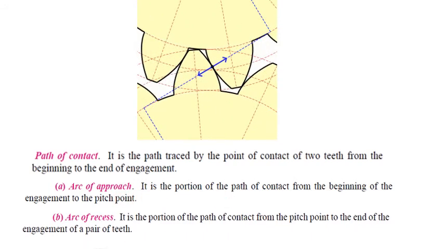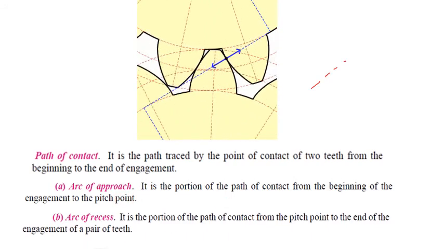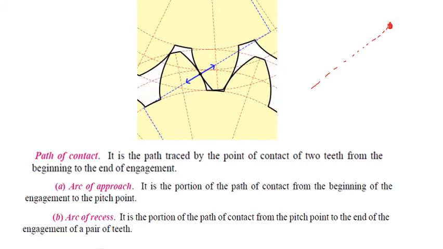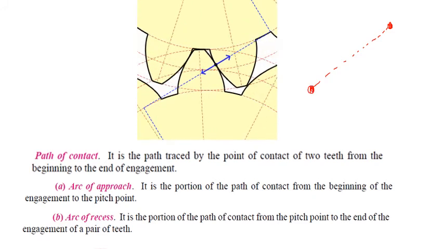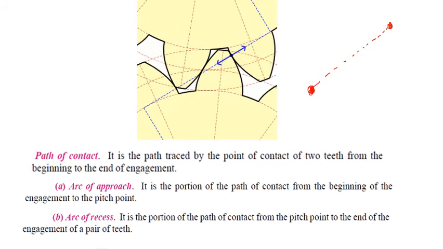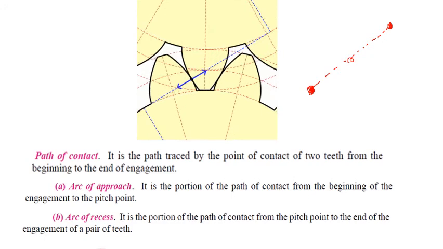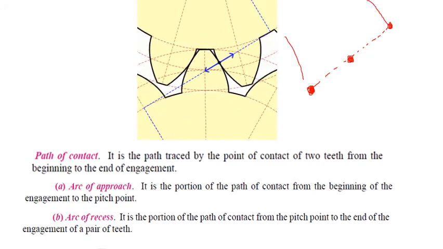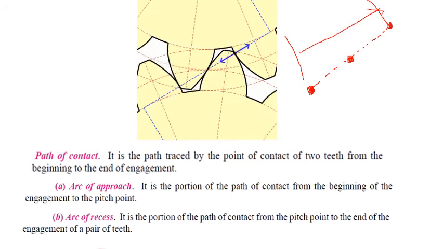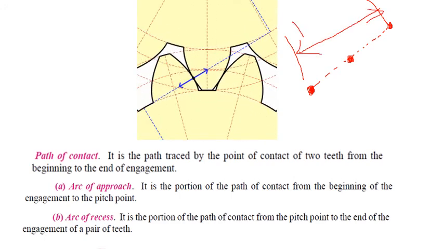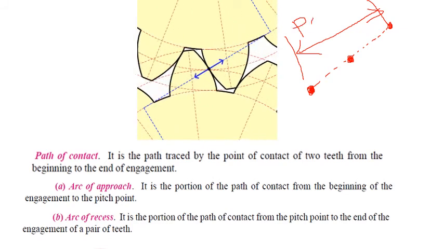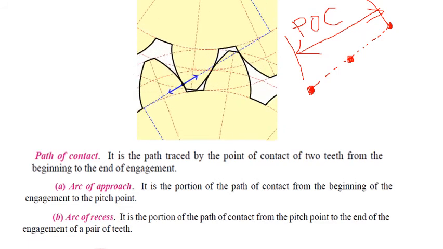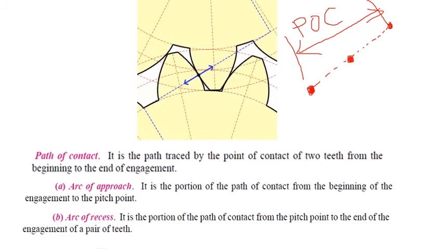So what happens, suppose here beginning of engagement takes place, and here disengagement of the contact takes place, and this is the pitch point. So this total length is nothing but the path of contact. Out of this path of contact, there are two portions, right?